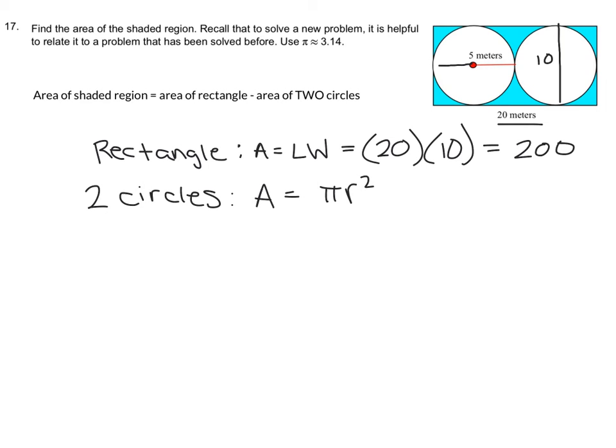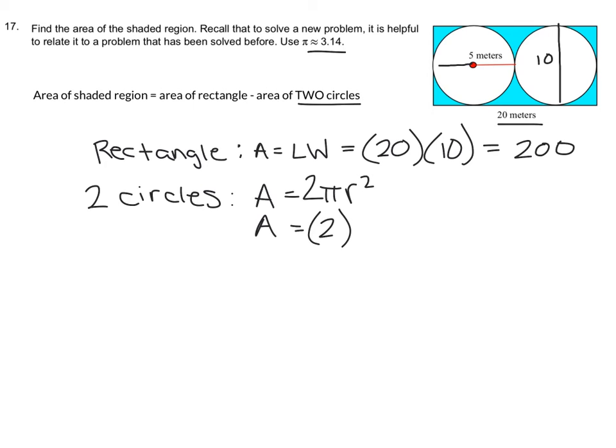Now I'm going to find the area of both circles, or two circles. Both of these circles are the same size, so I can just multiply the area of one circle by 2. Therefore, the area of two circles is A equals 2 times pi r squared. And r is the radius, which is 5. And we're going to use 3.14 for pi. So I'll just go ahead and substitute in the values for pi and r.